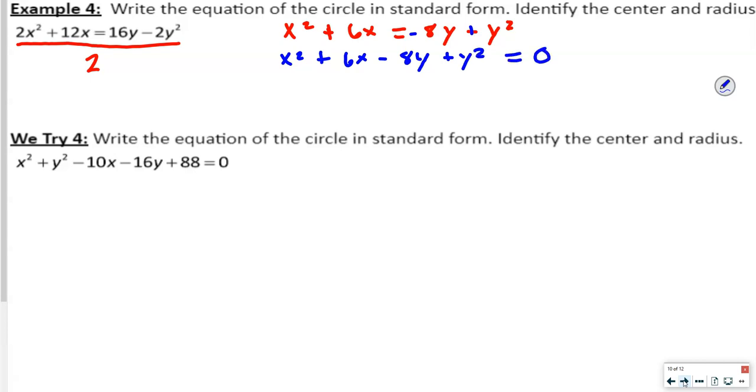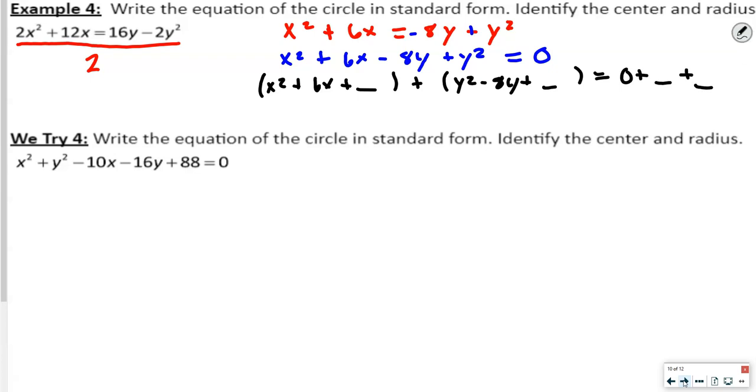Now we're going to create our parentheses. Same parentheses we created before. We're going to put all our x's in one set of parentheses and all our y's in the other, okay? So that's going to give us x squared plus 6x plus blank. And then we got our y squared minus 8y plus blank. And remember again, we're going to add those blanks to the other side. So what is 6 divided by 2, y'all? Is going to be x plus 3 squared. 3 times 3 is 9. So that's 9 right there.